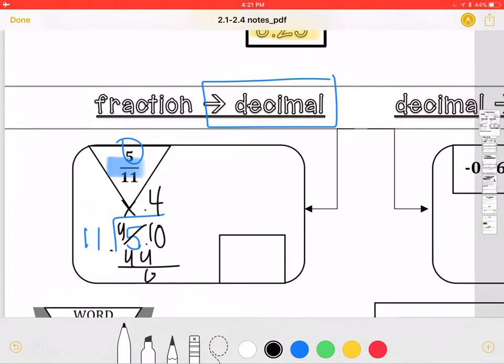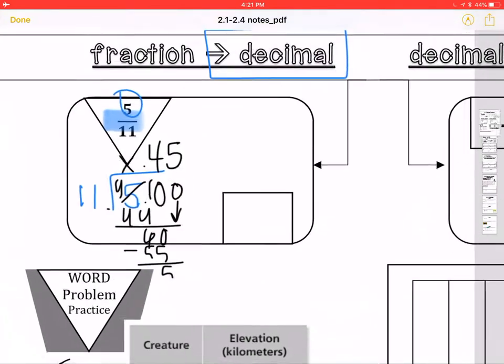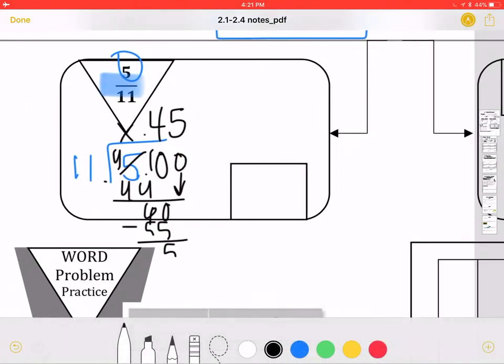So now 11 can't go into 6. Remember, we add a 0 and bring it down once we finish the subtraction. Now how many times can 11 go into 60? 5 times, that gives us 55. 60 minus 55 gives me 5. Now, how many times can 11 go into 5? It can't, but remember, we didn't finish that step. Add a 0, bring it down. How many times can 11 go into 50?